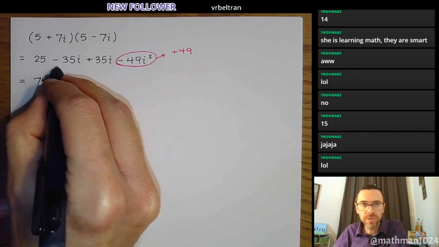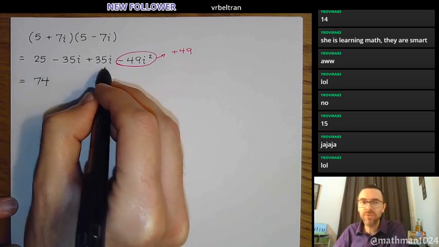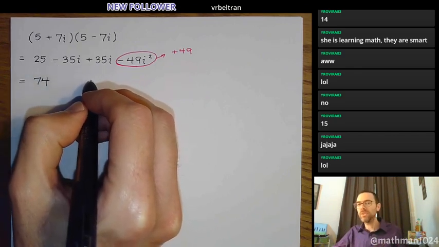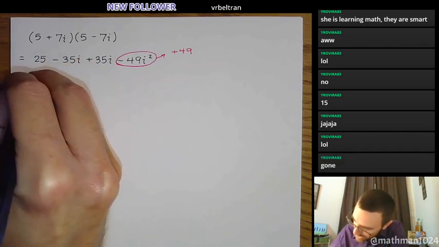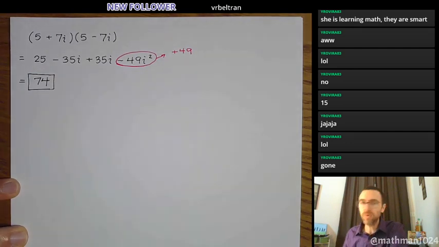But look at the imaginary pieces. Minus 35i plus 35i, these guys are additive inverses and they just go away. They become 0. So the answer now is just 74. Yep, gone. Adios.